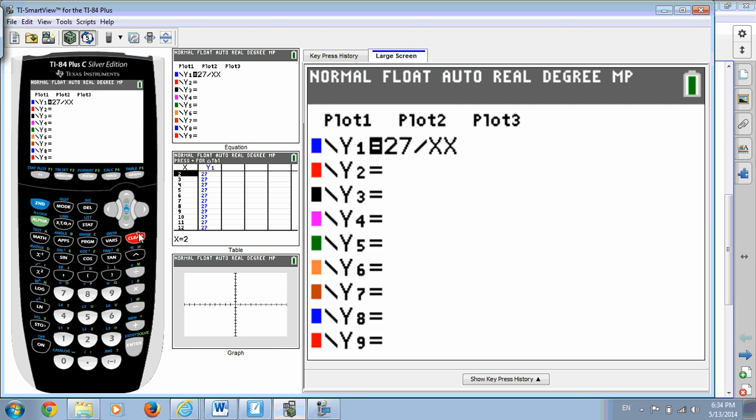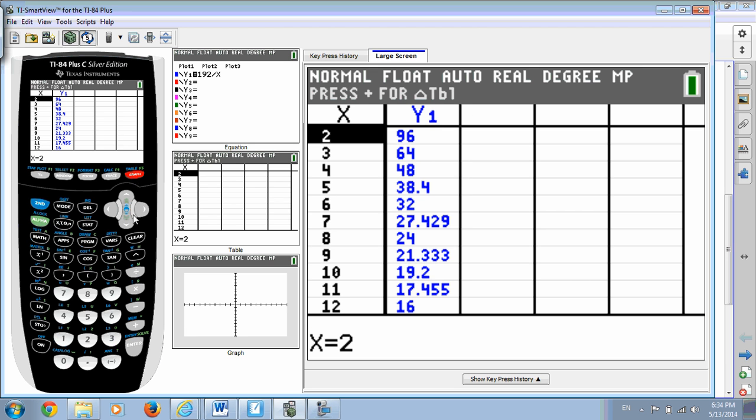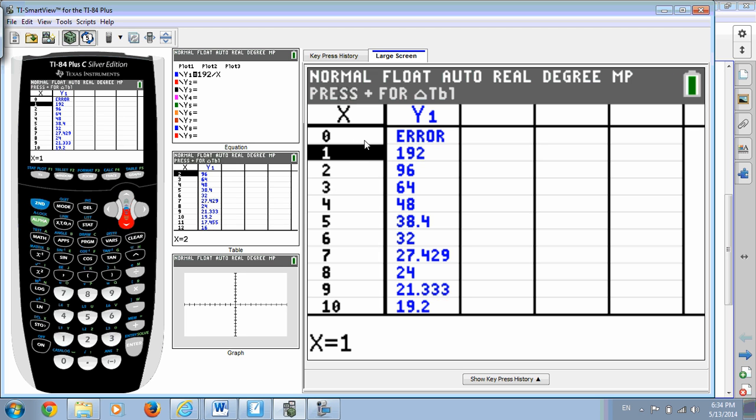I believe that Miss Irvin showed you this trick where you take 192 and you put it in y equals, and then you divide it by x on your calculator. After you've done this, you can look at your table, second graph, and from your table, you want to find the biggest perfect square. 1 and 192, 2 and 96, 3 and 64.